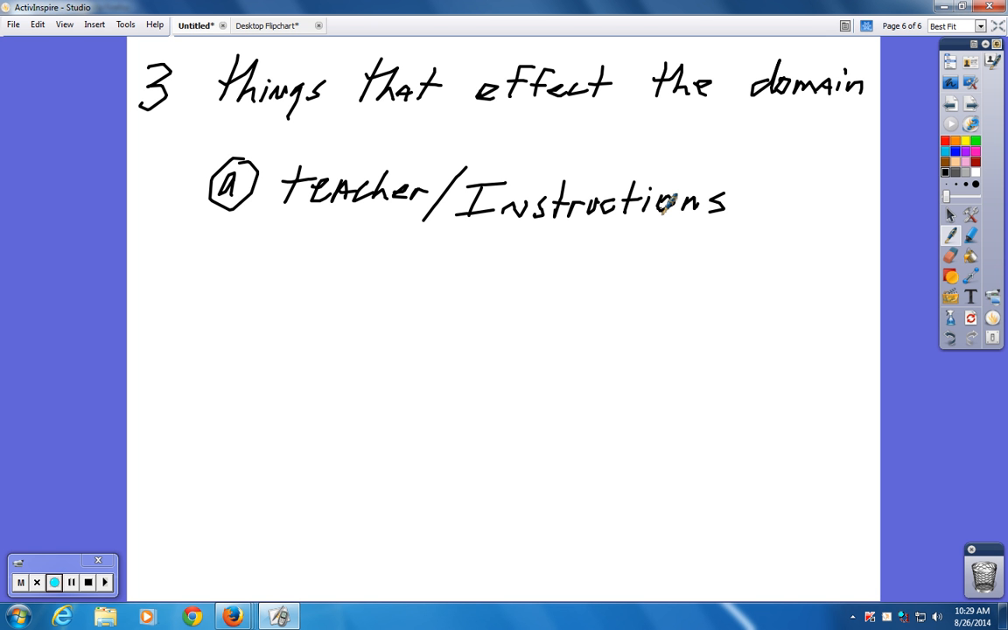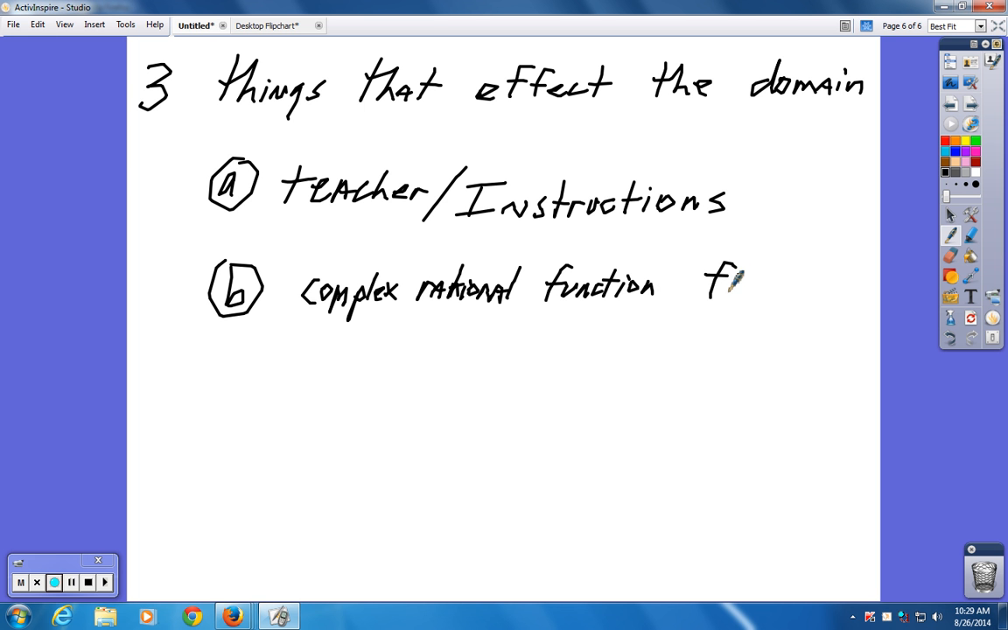Second, if you have a complex rational function, f of x, or y, is equal to 1 over x minus 1. That is a complex rational function, meaning that you have a fraction in your problem.